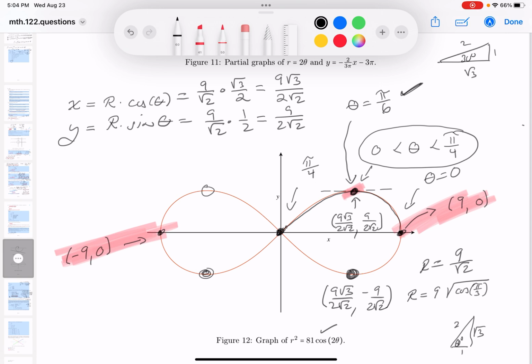Let's do this one over here. Relatively simple. What's it going to be? Well, the x-coordinate is going to be minus 9 root 3 over 2 root 2. And the y-coordinate is going to be minus 9 over 2 root 2. What's this point over here? Let's see, minus 9 root 3 over 2 root 2, comma, 9 over 2 root 2. We'll check the key in a moment, by the way.